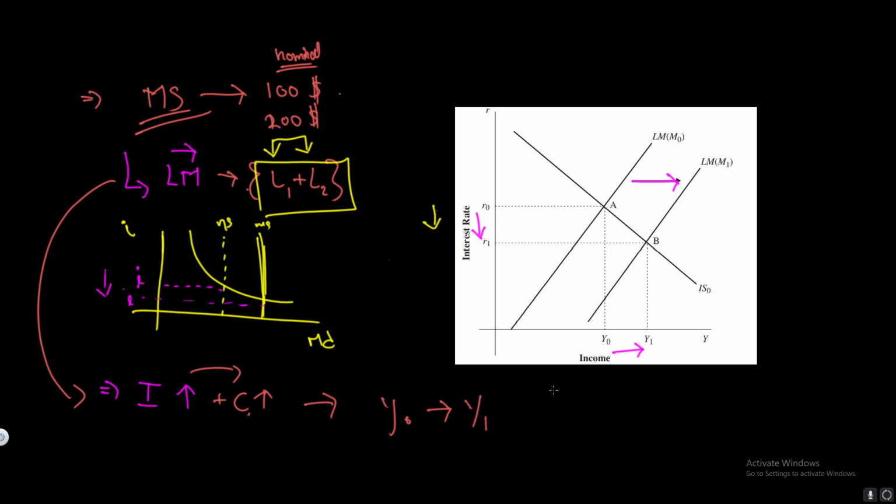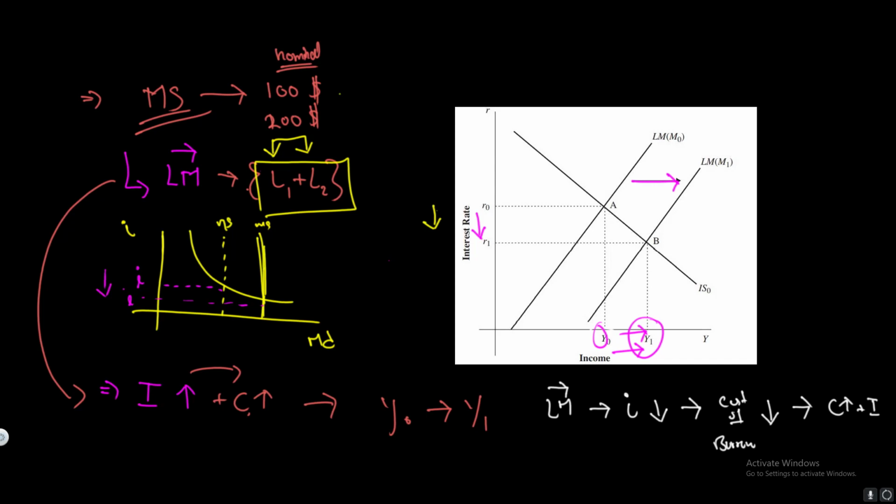A very simple correlation. Let me summarize it again. When our LM curve shifts to the right, our interest rate drops. When the interest rate drops, the cost of borrowing decreases. When the cost of borrowing decreases, people's consumption and people's investment increase. When I talk about investment, we are specifically talking about induced investment over here. So the investment would increase, therefore the income would go from Y0 all the way to Y1. A very simple, straightforward correlation.